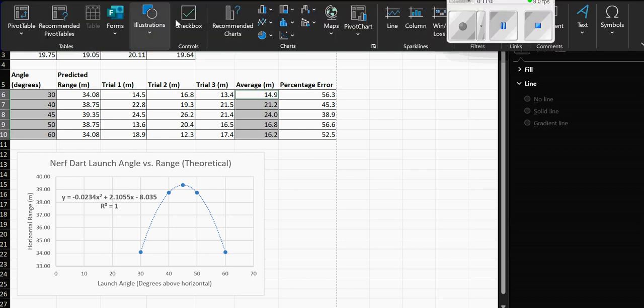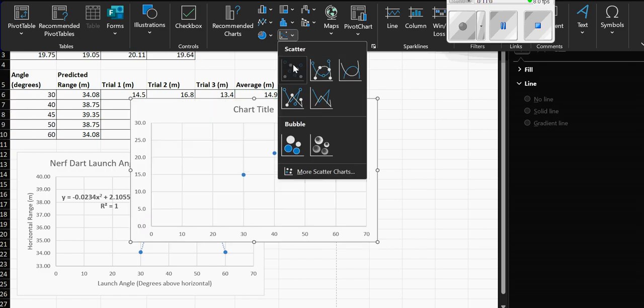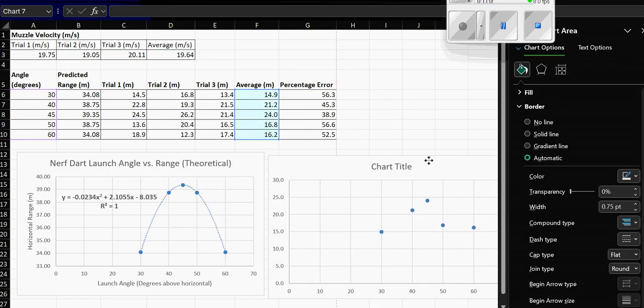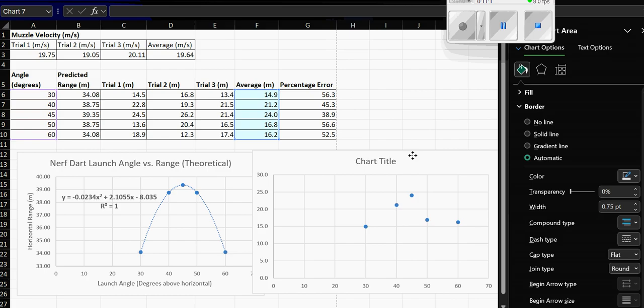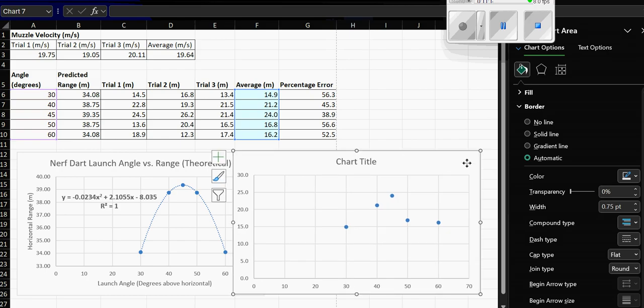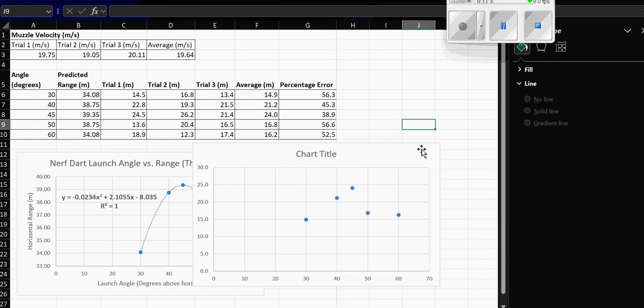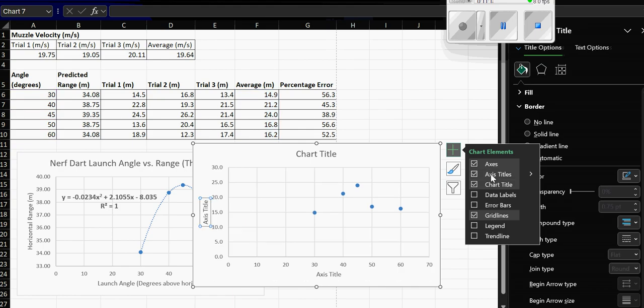I'll hit insert, and I'll go to my scatter plot. Here it is. You'll notice that's not that same beautiful shape as my last one. Let's put in our stuff for this one. So we'll turn on our axes. I'm not going to label them. That's something you can do on your own.